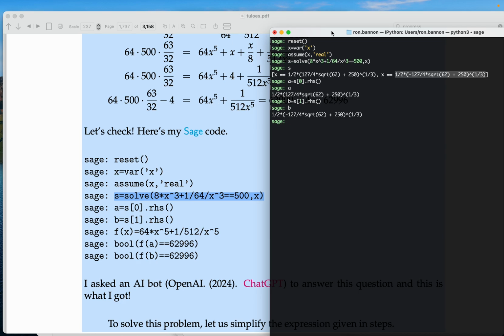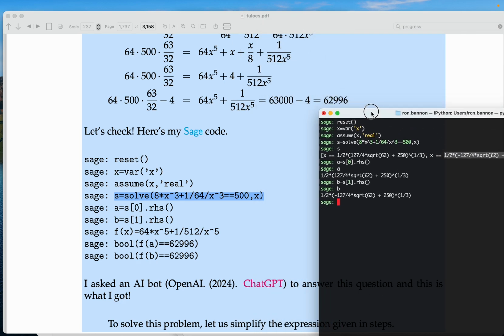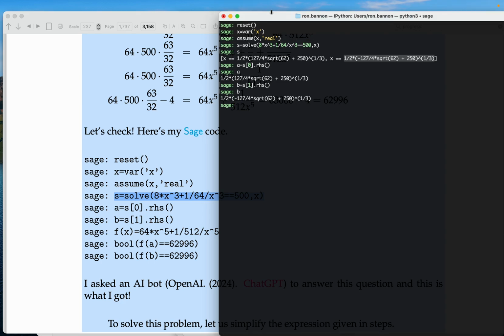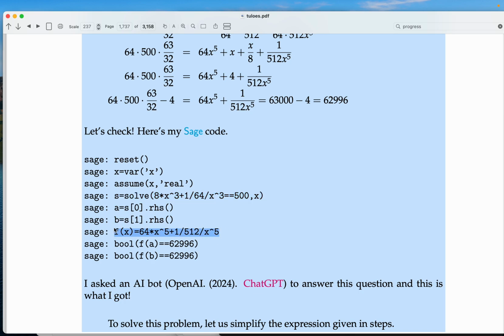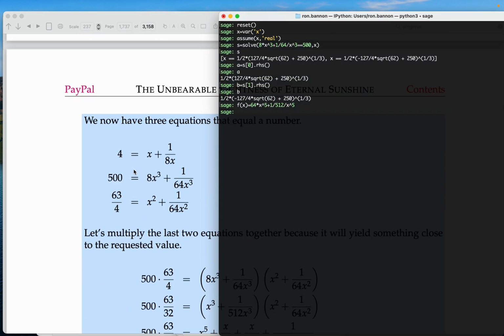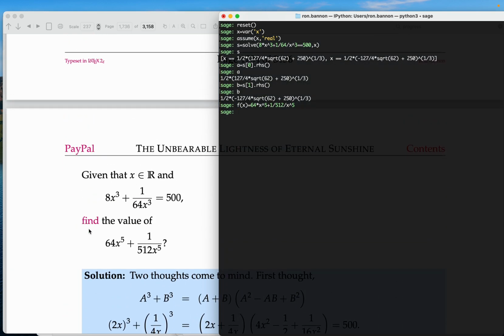Now, what I want to do, the answer, I'm going to check it. The answer I'm getting is 62,996. So I'm going to do a Boolean. And I want to see if, oh, you know what? I got to define another function. Sorry about that. The other function I'm defining, I'll go back over the question to show you where this comes from. They want me to evaluate this over here, which is 64x to the 5th plus 1 over 512x to the 5th. And what I'm going to do is a Boolean. Again, there's a lot of work to get through that. I want to do f of a.